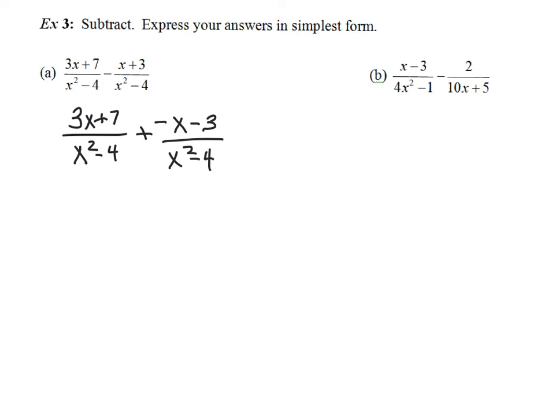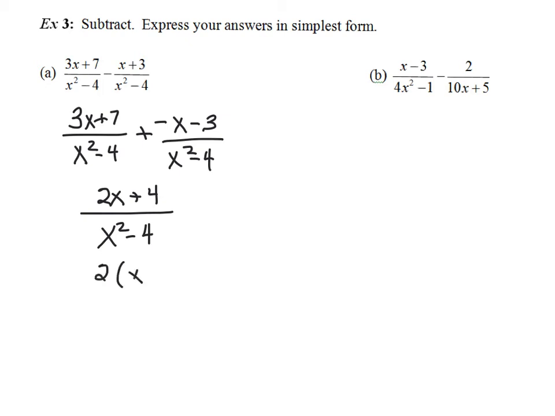Now go ahead and add like terms. So 3x plus negative x gives me a 2x. Positive 7 plus negative 3, that gives me a positive 4 over x squared minus 4. Now again, be careful. Don't just think that we can cancel off those 4's because both are being added or subtracted within a binomial. Instead, what we're going to have to do is factor.